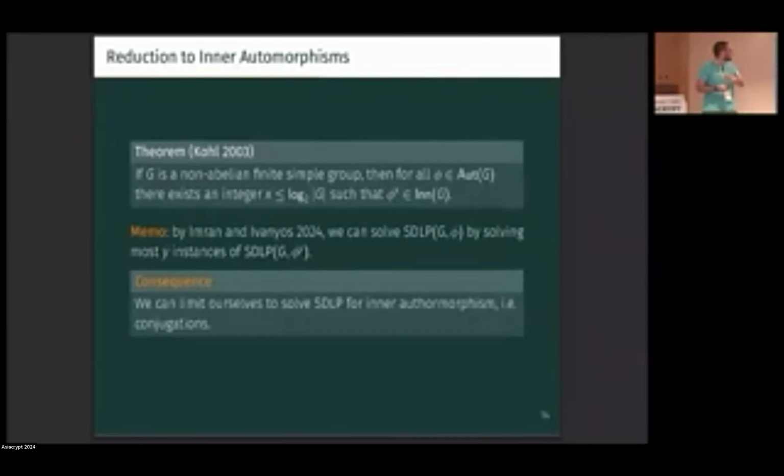And then we just need to combine this with another result from the Ettinger and Ivanyos paper, in which they show that if you can solve the semi-direct discrete logarithm problem up to a small power, that in our case would be the value x, then we can solve it for the automorphism with which we started. Combining these results, essentially we can solve the semi-direct discrete logarithm problem in any linear group.